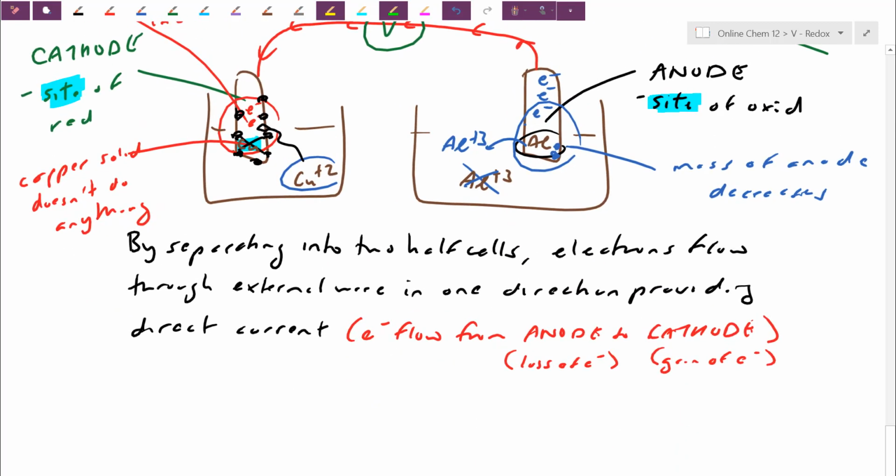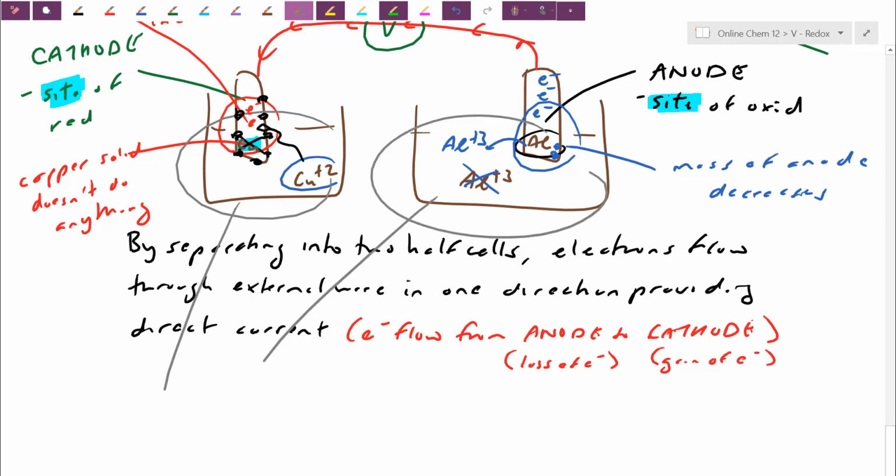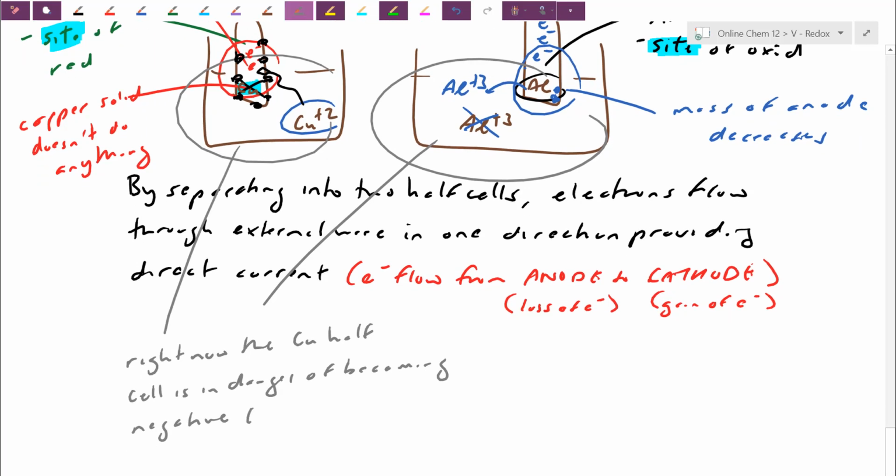Let me write this down for you. So right now, as I propose it to you, the copper half cell, the half cell on the left, is in danger of becoming negative. Why negative? It's because it's losing Cu2 plus. The copper is still around, it's just plated out as copper solid, it's neutral.